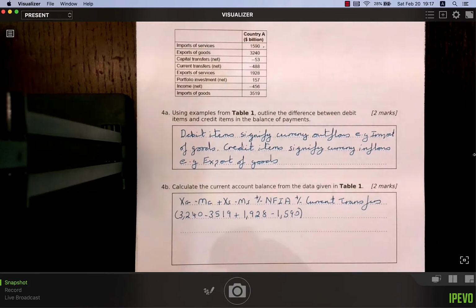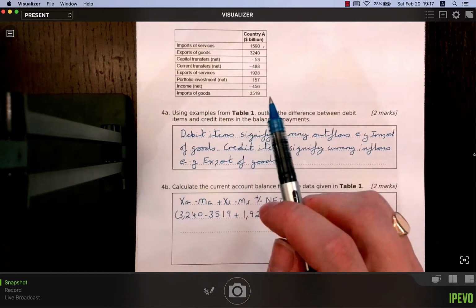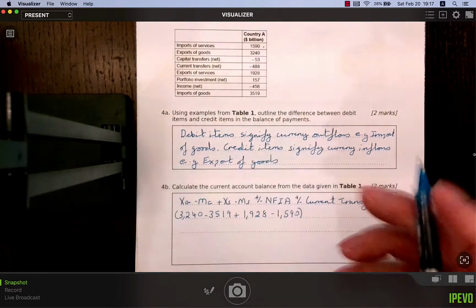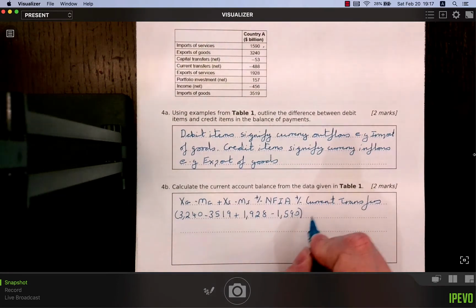Okay, and then where do we get now? Plus or minus net factor income here. Okay, well, income net. And again, guys, another thing that you should be getting from this is that they have just different names, and it's minus 456. So more money was being sent out of country A by foreign-owned factors of production in country A than was sent into country A by country A-owned factors of production operating abroad. That's what I want you to see and understand from that. Minus 456.